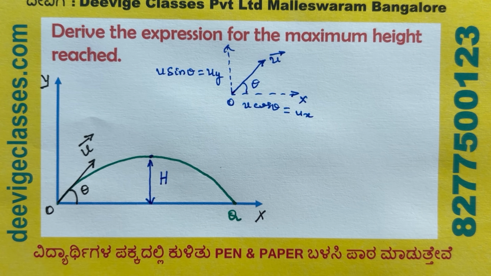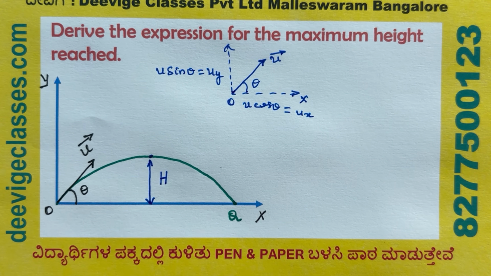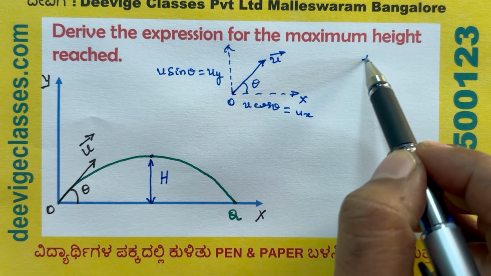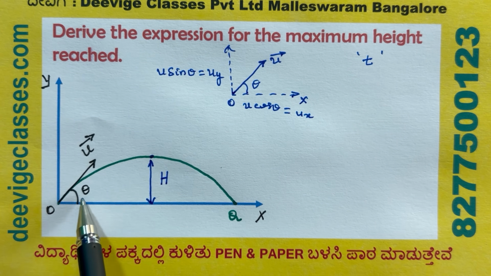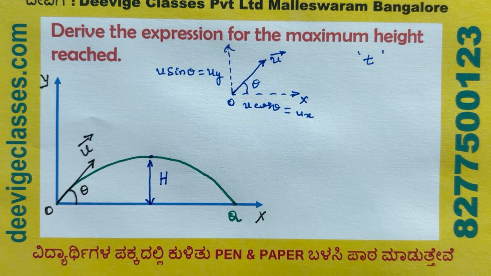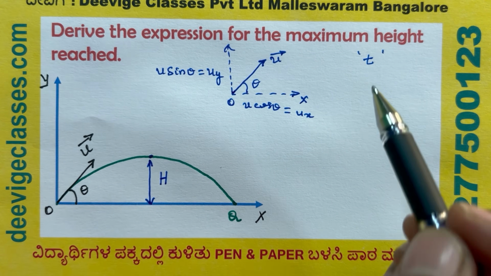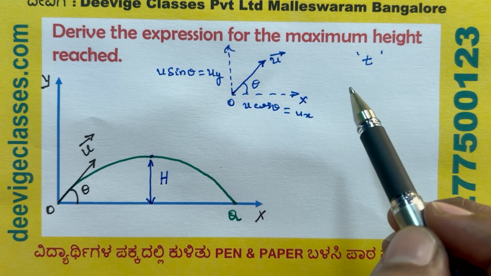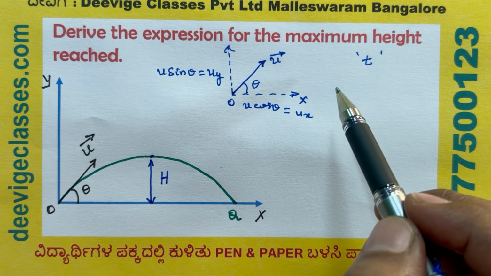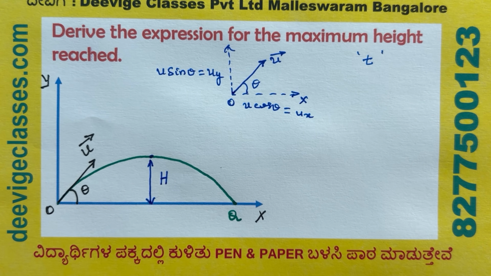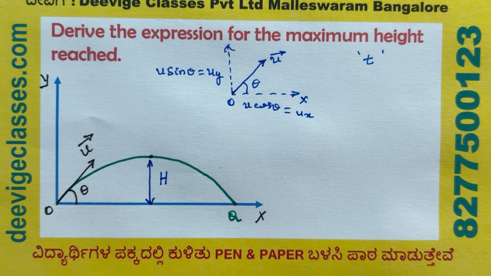So when a projectile is projected with the initial velocity making an angle theta with the horizontal, let us assume that in a time t, the particle has reached a maximum height h. I want to derive the maximum height reached by the projectile. To derive that, let me recall the kinematic equation.